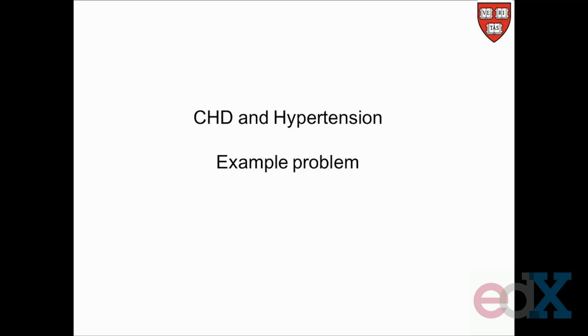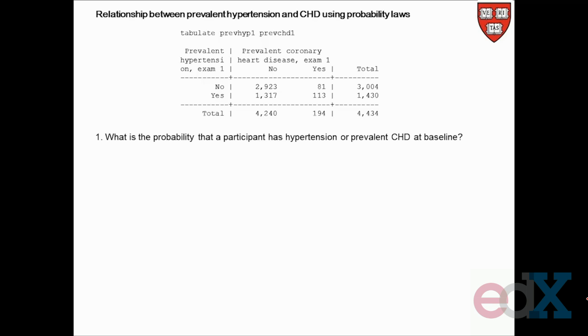In this example, we're going to look at the relationship between coronary heart disease, or CHD, and hypertension at baseline in the Framingham cohort to again look at the laws of probability. Shown below, we have a 2x2 table of prevalent hypertension at exam 1 versus prevalent coronary heart disease at exam 1. Using this 2x2 table, we want to calculate the probability that a participant has hypertension or CHD at baseline.